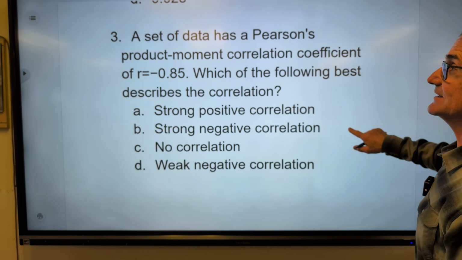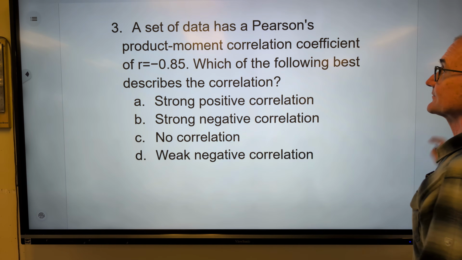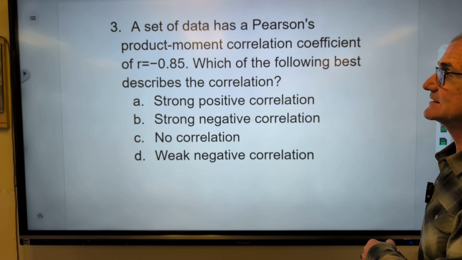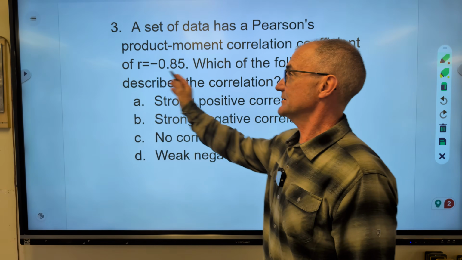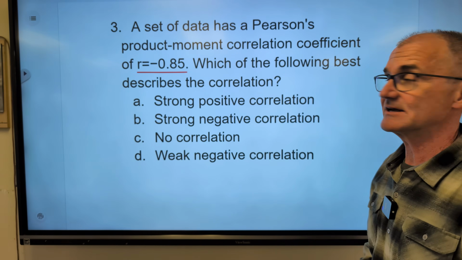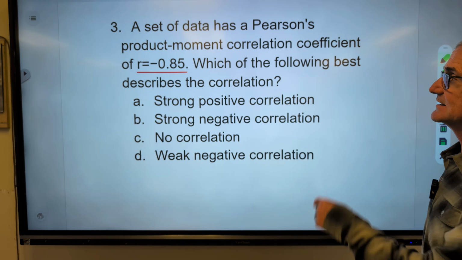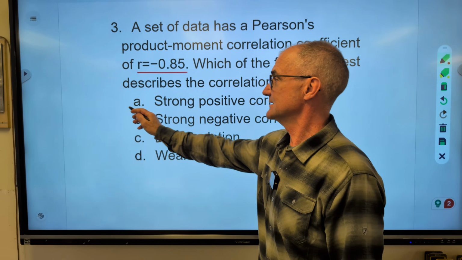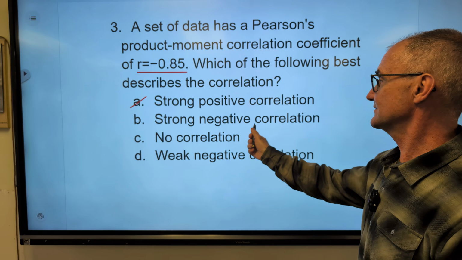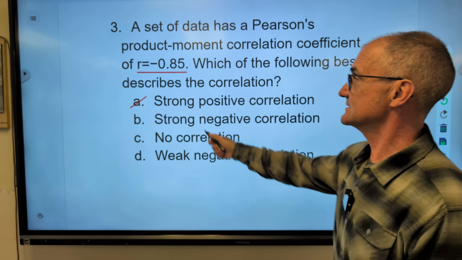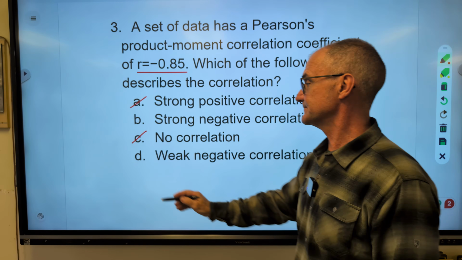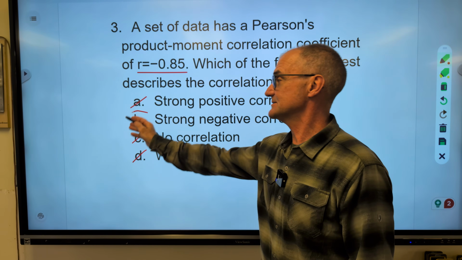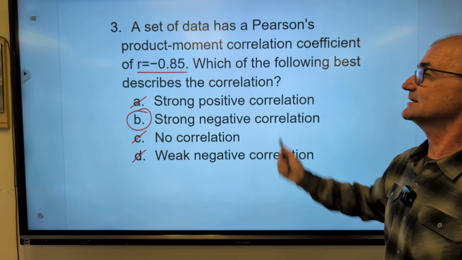Let's move on to number 3 here. A set of data has a Pearson's product moment correlation coefficient, a lot of words, or an R value of negative 0.85. Which of the following best describes the correlation? Strong positive, well that is negative. Strong negative, that could be it. No correlation, there's clearly correlation. Weak negative, that's not it. So correct answer is answer B, strong negative correlation.